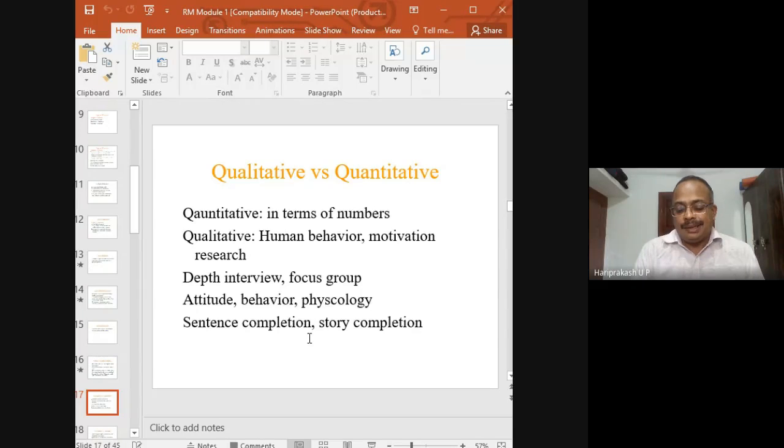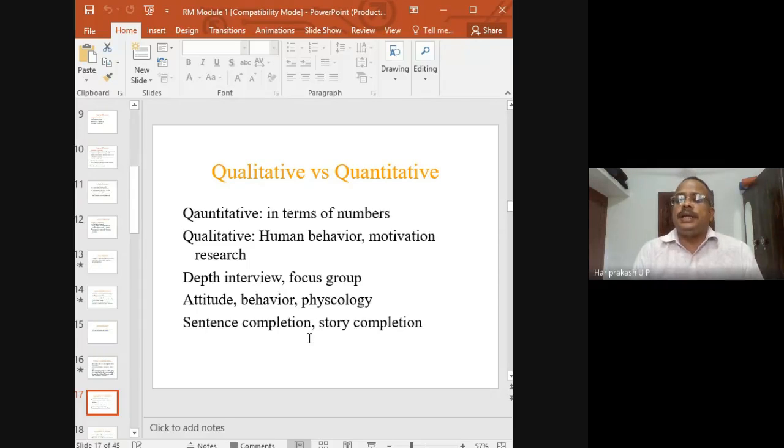So where you are not doing much quantitative work, you are not involved in numbers, that is qualitative. Where you are involved with quantitative information, that is more quantitative research. So how will data be collected for qualitative research? Qualitative and quantitative are two different things. Normally the data for qualitative research are collected through focus groups and depth interviews. Depth interview is one technique.